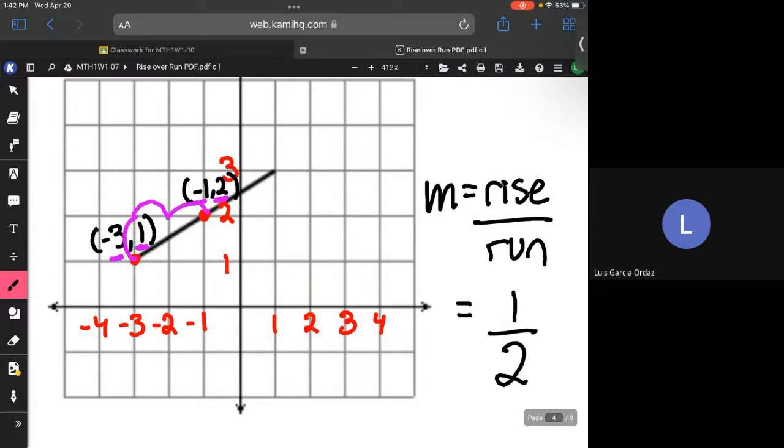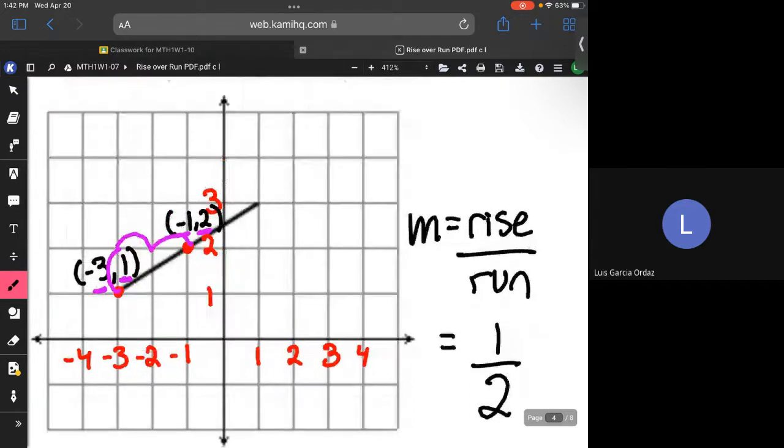Does it really matter if we do one at the very top? Because either way, we're technically simplifying. Yeah, you'll get 2 over 4, so you'll simplify it to 1/2. So there. Okay, let's do another one.